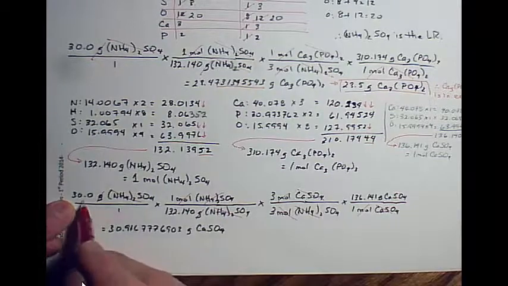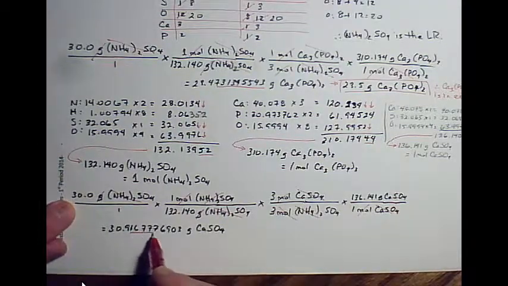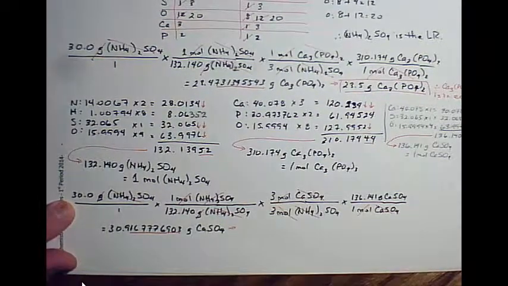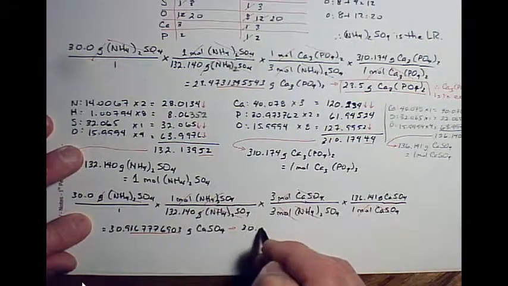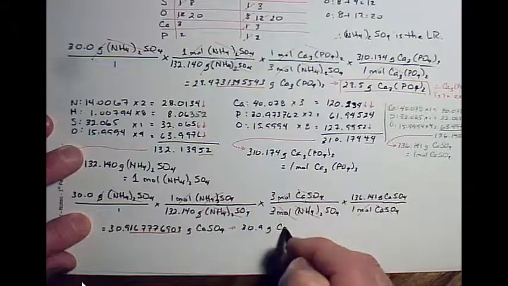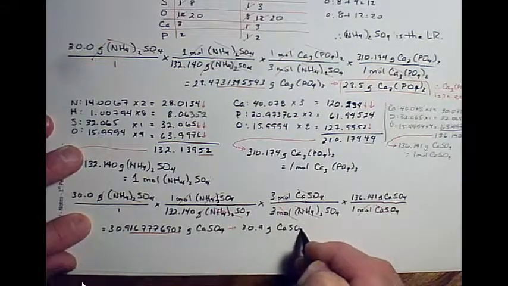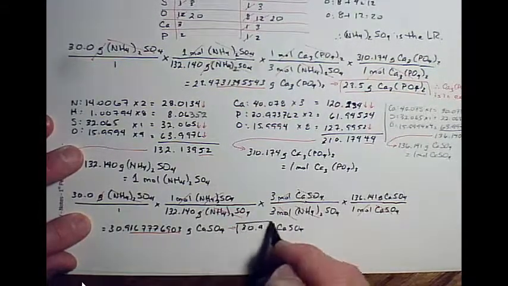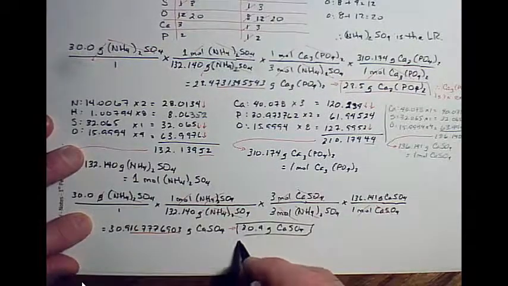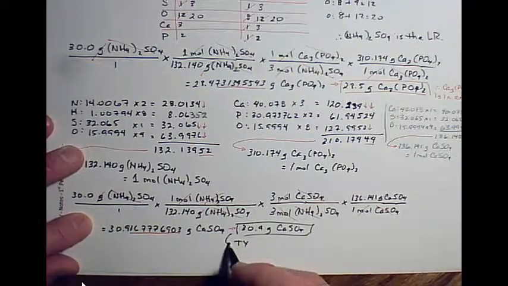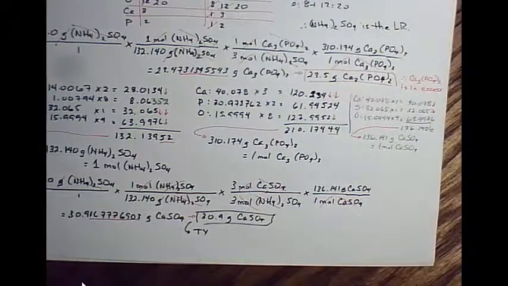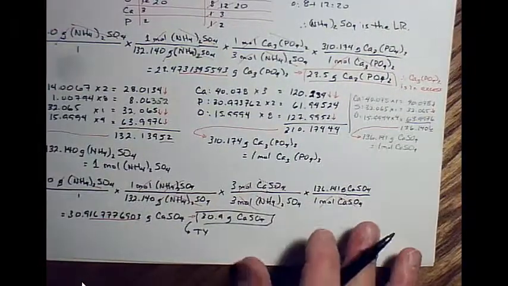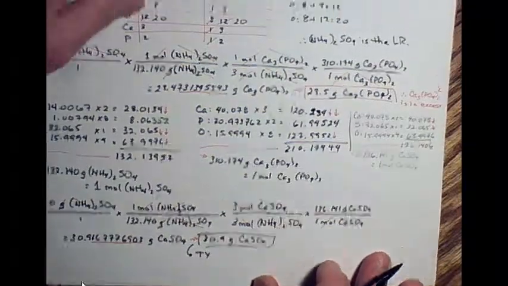Again, we want to round off to the least digits. There's 3 here. I want 3 here. And I get 30.9 grams of calcium sulfate. Okay, that's our theoretical yield. That's the theoretical yield. Almost there. Now it's the percent.